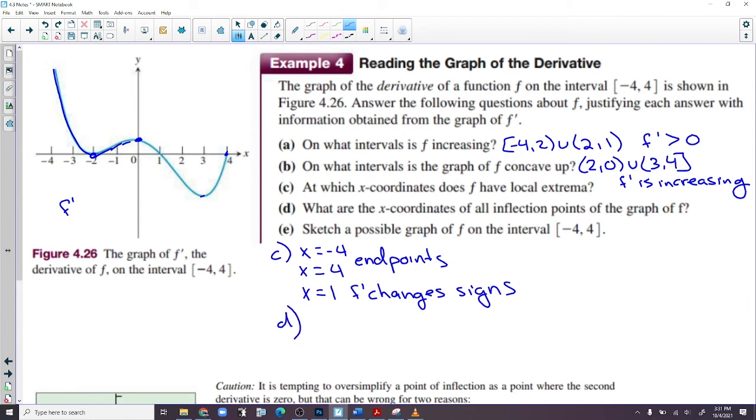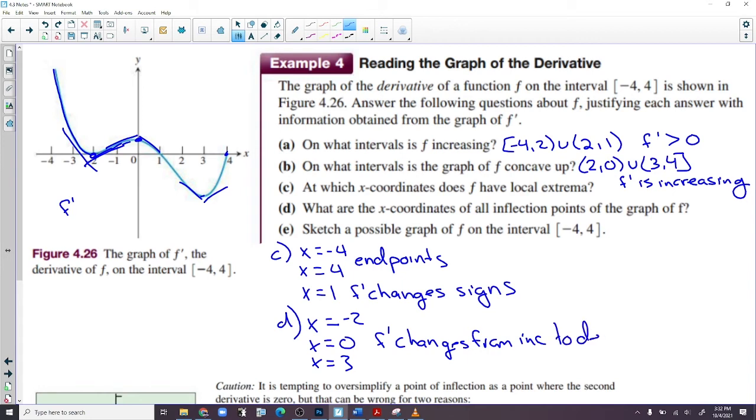Letter D, what are the x coordinates of all inflection points of the graph of f? That's where f prime changes from decreasing to increasing, then increasing to decreasing, and decreasing to increasing. So x is equal to -2, x is equal to 0, x is equal to 3. F prime changes from increasing to decreasing or decreasing to increasing.